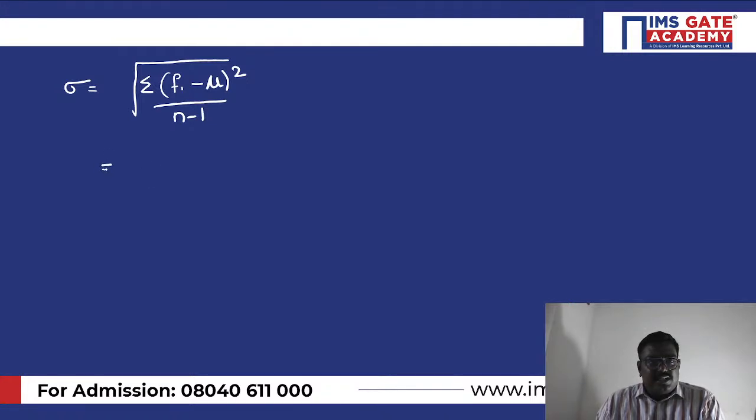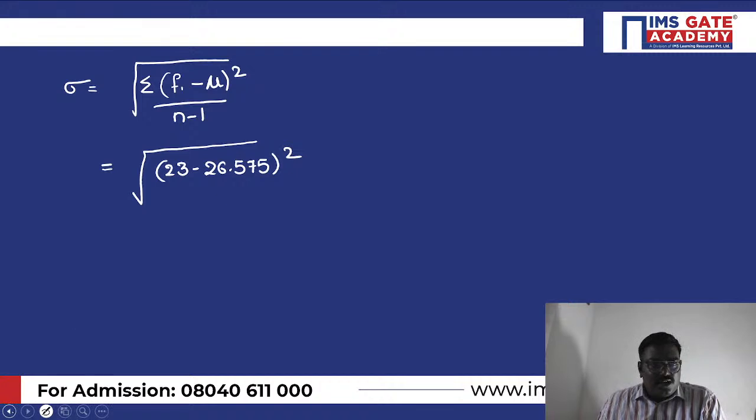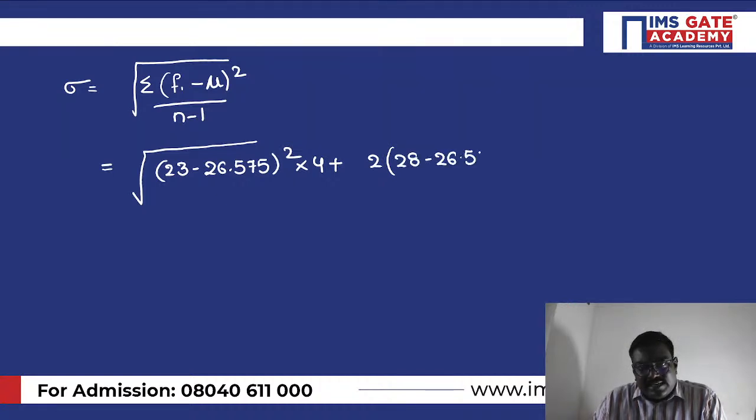So here when I talk about the standard deviation, we have the numbers. The numbers are 23 and the average is 26.575, whole square. And how many cubes are there of this 23 strength? 4 cubes, so 4 into that, plus we have 2 cubes of 28 strength minus the average 26.575 whole square. And similarly, we have 5 cubes of 22.5 and the average is 26.575 whole square.